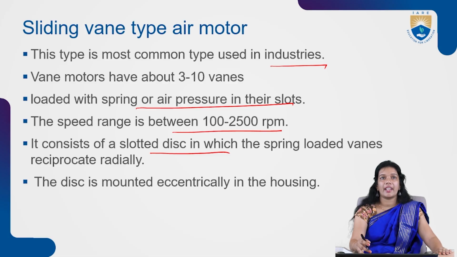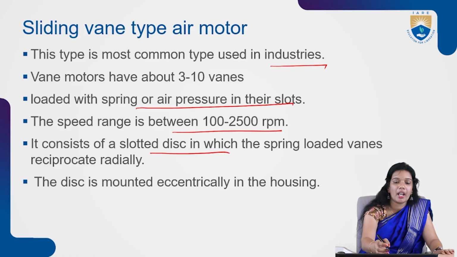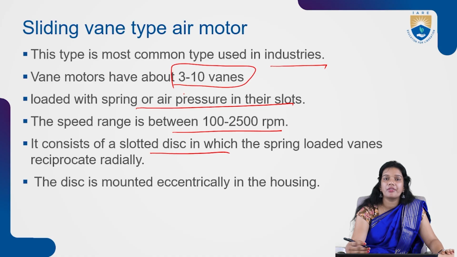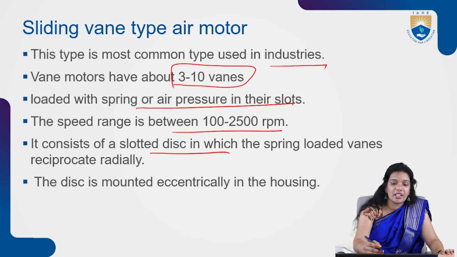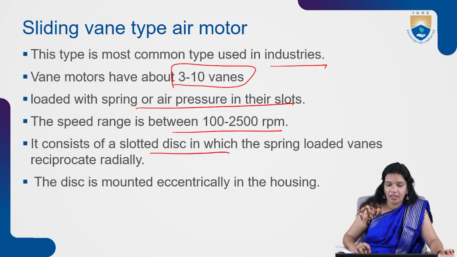So the sliding vane is mostly used in the industrial sector. Because we call it a vane motor, you have 3 to 10 vanes. For the pressure, you have spring or air pressure. The range mostly varies from 100 to 2500 rpm, and it is mounted eccentrically.